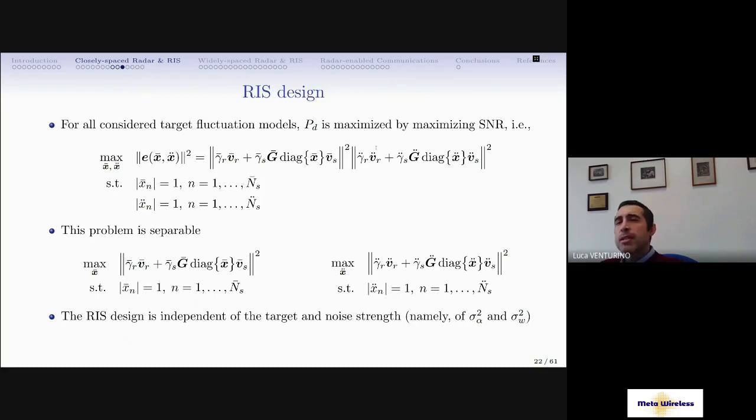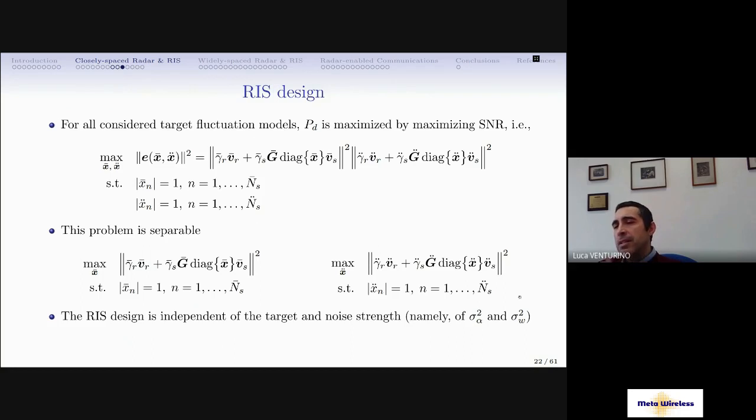Of course, we need to include some constraint about the elements of the vectors x bar and x double dots. Since here we are assuming a passive RIS, we have the usual constraint that the response should have unit magnitude on each element. And this is what you see here in the constraint. So our goal is to design the response of the transmit RIS x bar and the response of the receive RIS x double dots. Luckily, this problem is separable. So we can independently optimize the transmit RIS and the receive RIS. And the corresponding two subproblems are shown here at the bottom of the slide. That's the first good news.